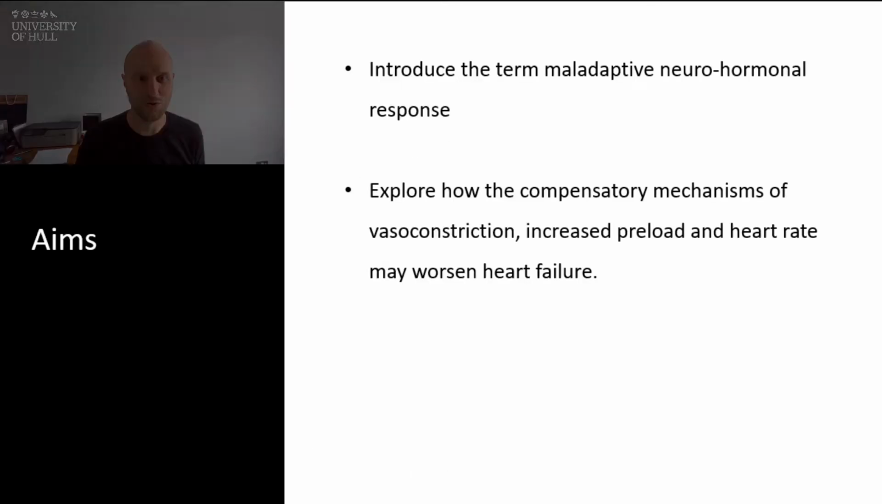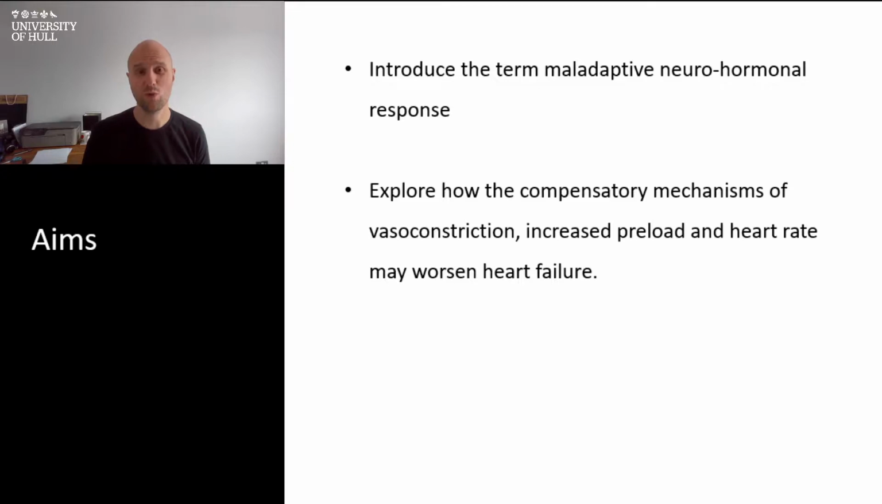Hello there, it's Luke, and in this tutorial we're going to introduce the concept of a maladaptive neurohormonal response, by which we mean the mechanisms that your body normally uses to maintain your blood pressure and hence tissue perfusion actually work against your body, and this occurs in the context of a heart that is failing or something that's perhaps in what we refer to as cardiogenic shock.